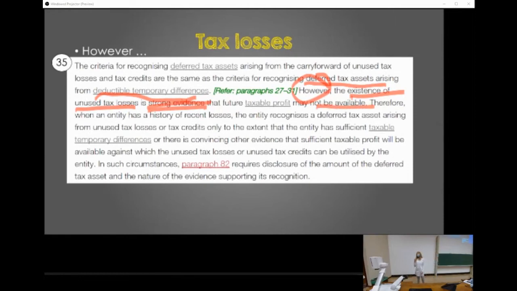So you will have to be a little bit more certain of your reasons why you feel you can recognize a deferred tax asset from an unused tax loss than you would be recognizing a deferred tax asset from deductible temporary differences. Because if you are now making tax losses for a few years already, then that's quite strong evidence that things may not turn around.